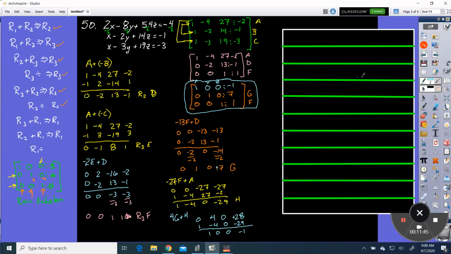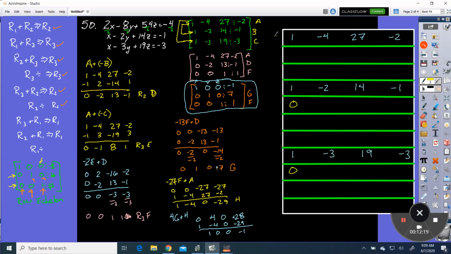Now, if I were to do it this way, again, I'm going to take these matrices, what I have right here, I'm going to put them in here. So 1, -4, 27, -2. Skip 2 lines. 1, -2, 14, -1. Skip 3 lines. 1, -3, 19, -3. So now I know that this needs to be a 0 and this needs to be a 0, right?